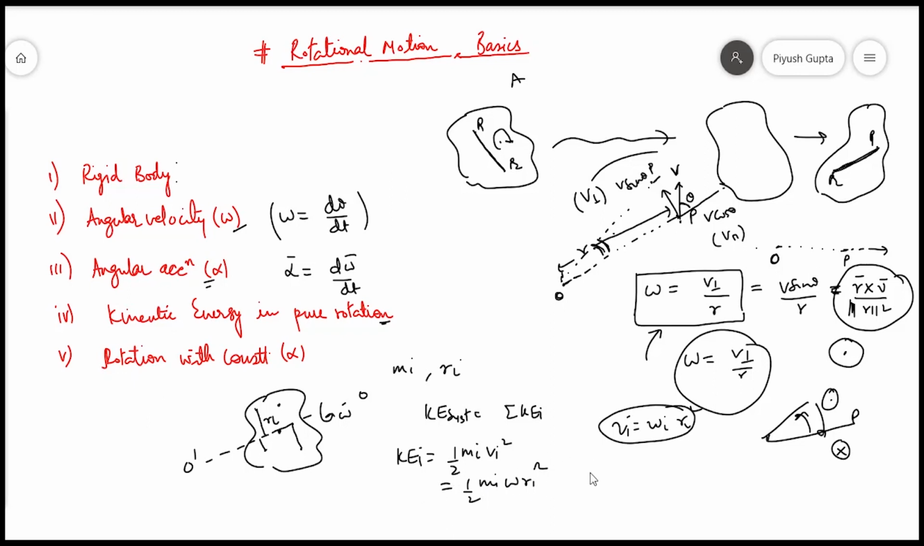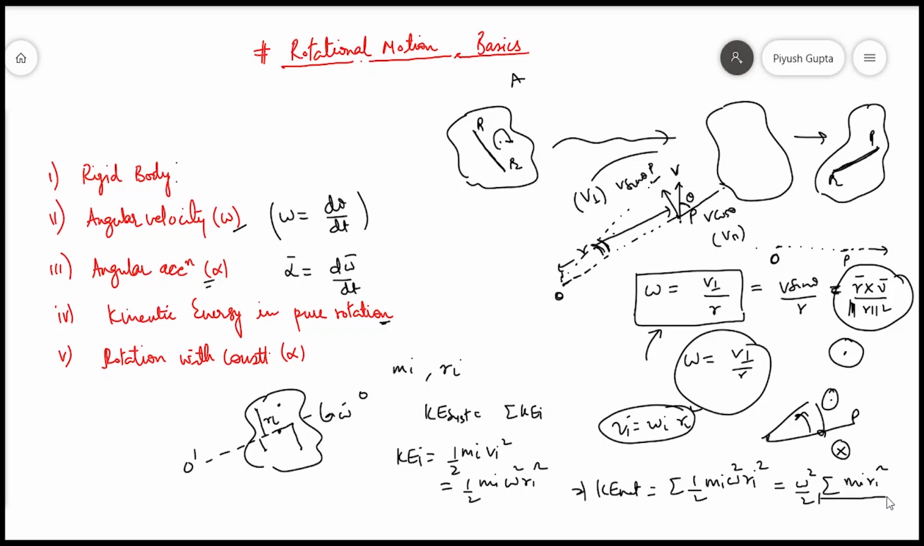Now I'm going to sum for all Ki, so KE net is the summation of half mi omega ri square. Since omega is constant and 1 by 2 is also a constant, I can take omega by 2 common, and the summation is mi ri square. If I have this term, I just multiply with omega and I get my answer. Keep in mind one mistake: vi square corresponds to omega square ri square, so this should be omega square, and this should also be omega square.